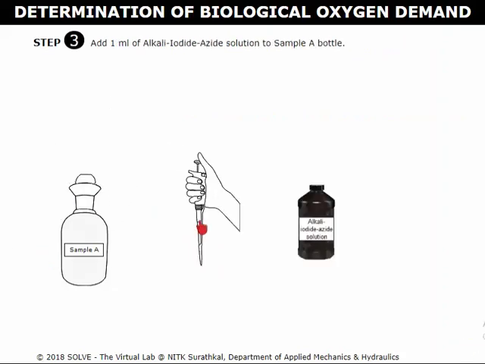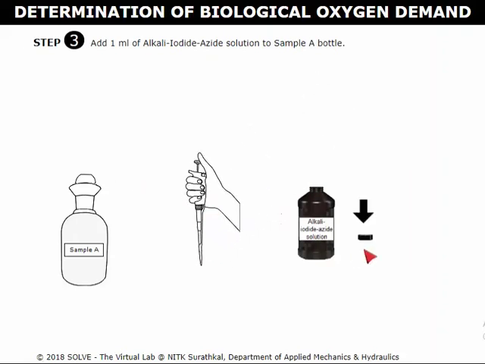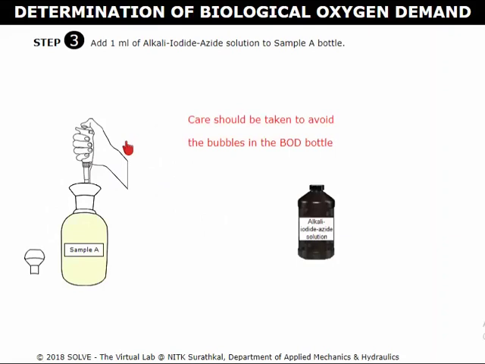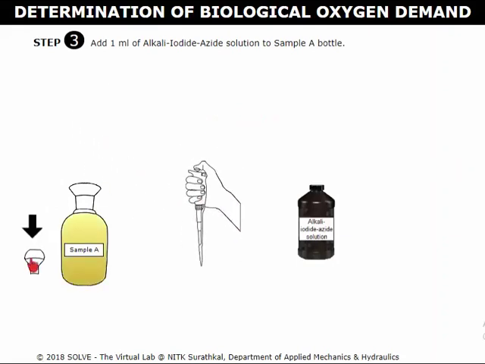Click on the automatic pipette here. Open the lid of the alkali iodide azide solution. Click on the pipette to place it in the solution and pipette 1 ml of the solution. Close the lid. Click here to open sample A and click on the pipette to release the solution into sample A. Care should be taken to avoid the bubbles. Close the lid.